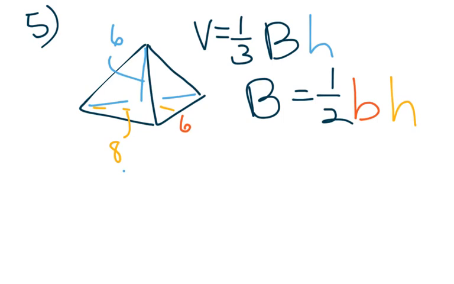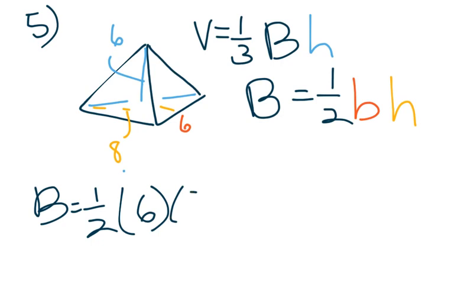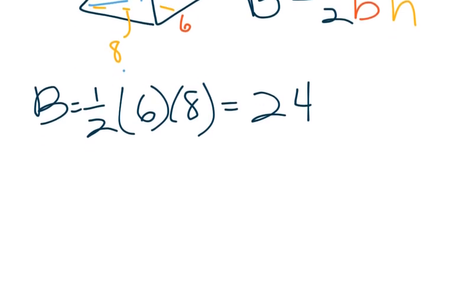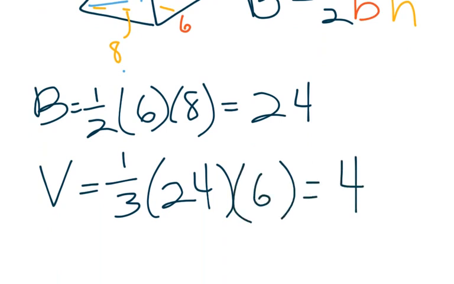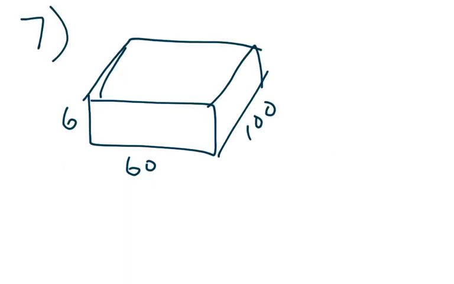So what we're going to do is plug these in. So B equals 1/2 base, that's 6, times height is 8, and that equals 24. So now we want to plug it into the volume. So that is volume equals 1/3 times 24 times the height of the pyramid, which is 6, and this equals 48. And this is the answer for number 5.